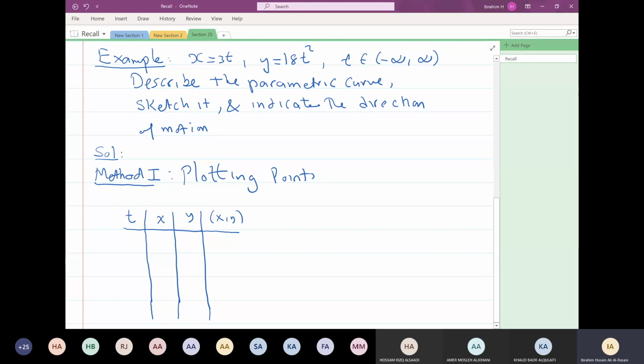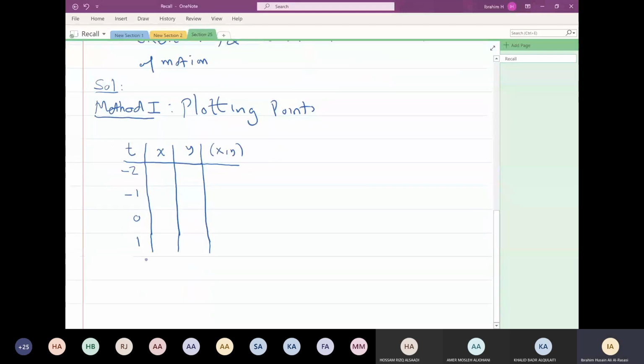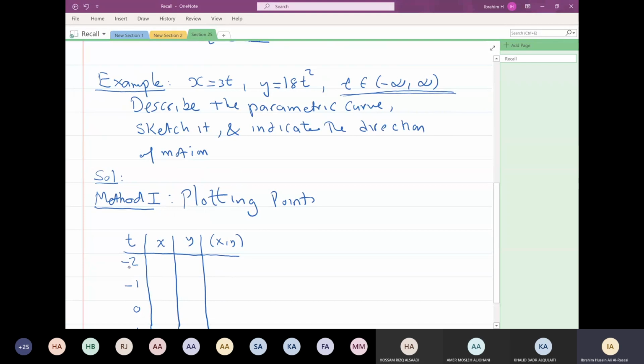You have t from minus infinity to infinity. So take negative values, 0, and positive values. I can take minus 2, minus 1, 0, 1, and 2. Substitute t in the equation for x and the equation for y. So x equals 3t. When t equals minus 2, you get 3 times minus 2, which is minus 6. When t equals minus 2, y is 18 times minus 2 squared, which is 72. So this point is minus 6, 72.